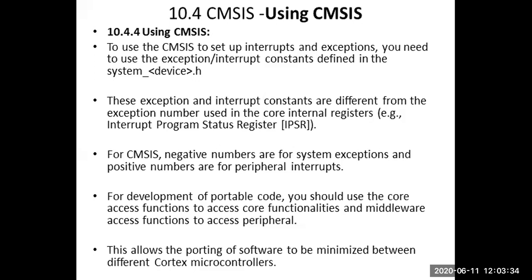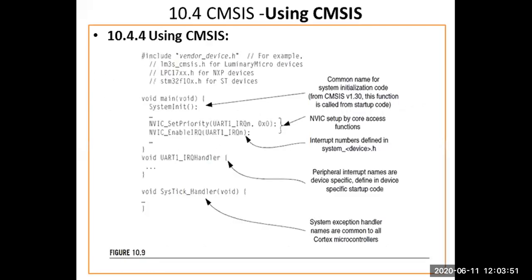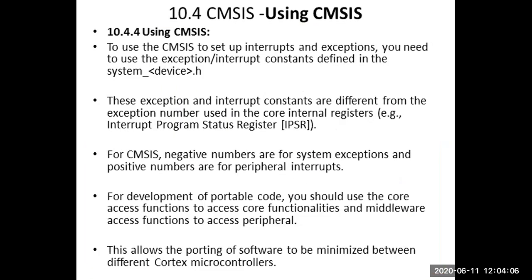We need numbers ranging from negative to positive. The negative numbers are used for numbering the exceptions, and the positive numbers are used to number the interrupts. We saw this numbering of the interrupts in the program. How do we identify which is an interrupt and which is an exception? We use negative numbers for numbering the exceptions, and positive numbers for numbering the interrupts.